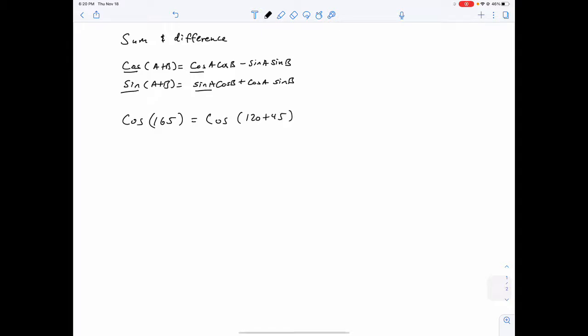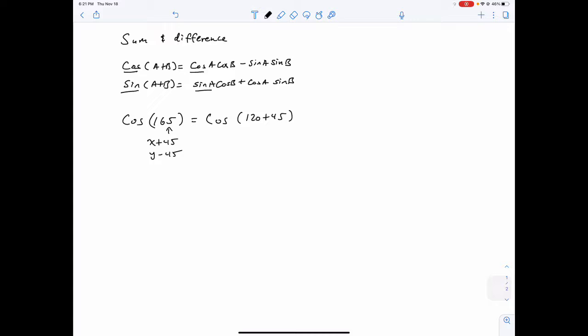Now here's a hint. If you see a 5 and you're not given a calculator, it's probably going to be something plus 45 or something minus 45, right? It's one or the other. Both of them will get us to the same answer. In this case, let's use the plus version.